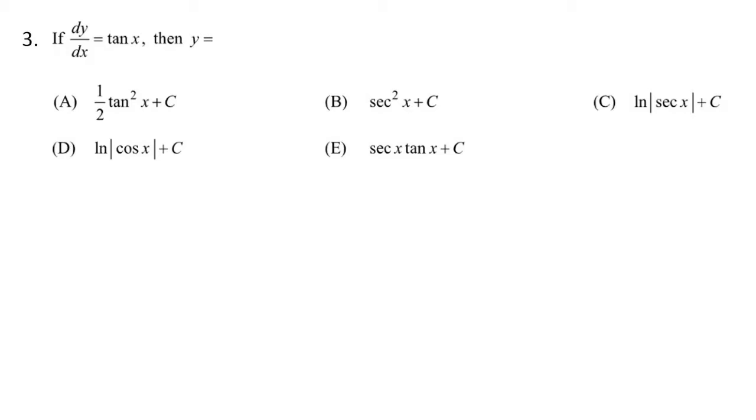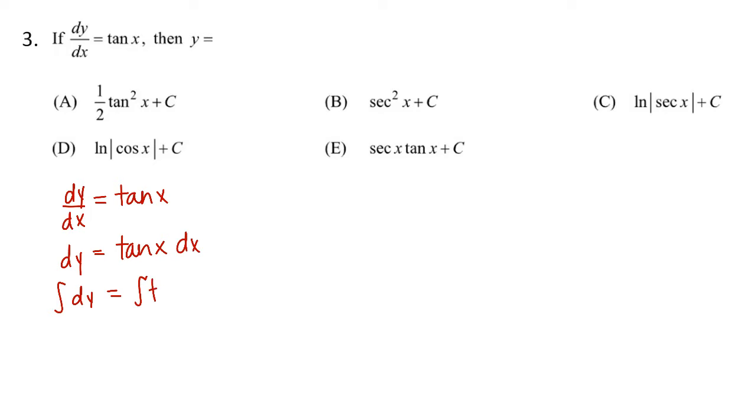Right, number 3. The way number 3 is set up is saying that we took the derivative and we got tangent. So what was the original function? We can set this up as dy/dx equals tangent x, and we can separate this and do some integration. So I have tangent x dx, and then we can integrate both sides, and over here we have y equals the integral of tangent x dx.